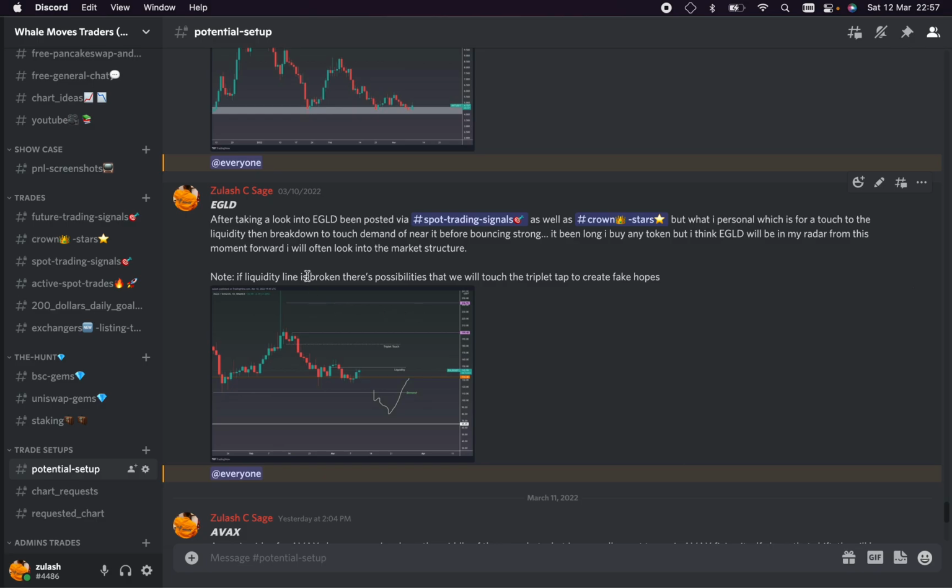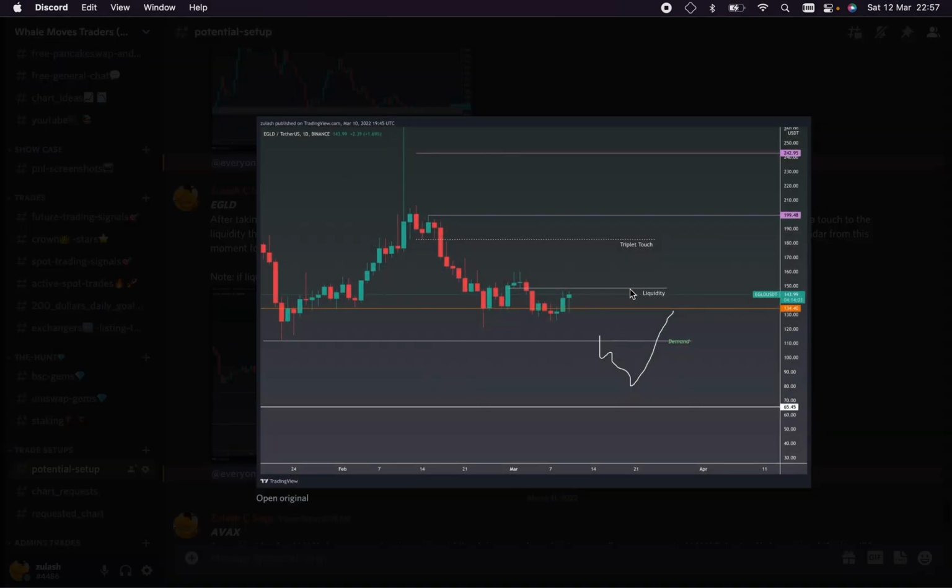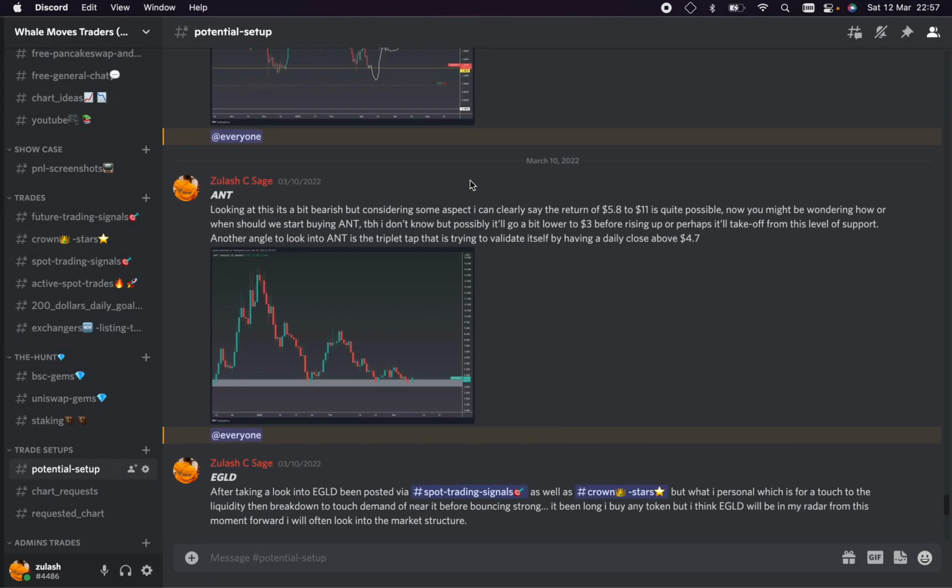So if liquidity is broken, there is a possibility that we will touch the triple tap to create a fake hop. So if this line is broken, there's a possibility that we can touch it. But according to the chart idea, from this line after we touch it, we are going down. So what you should do is buy from all this area all the way to this area, let's say 50, 52, then close it, and start shorting from that place all the way down to here, right? So that's how it works.